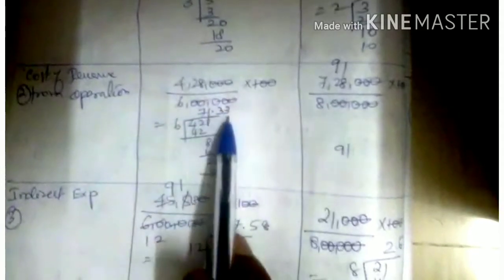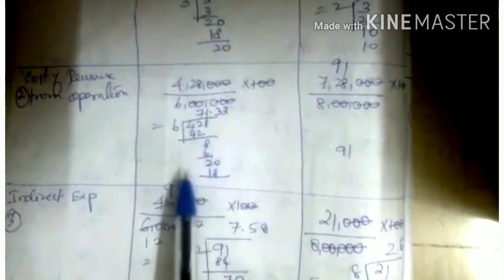When you work this out, you will calculate it as 71.33. This is how I did the calculation. See carefully; accordingly, you have to work out. Similarly, for the other year, 7,28,000 divided by 8 lakhs into 100. When I simplify this, I will get 91. See how I did it.